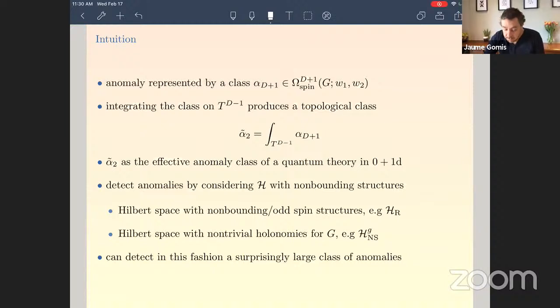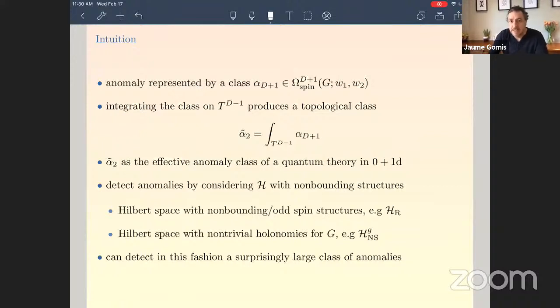It would not be reasonable to expect that by studying the theory on the torus, you will detect all anomalies. That's definitely not something reasonable. But the point I want to make is that you're able to detect much more than you would have naively thought by just doing something very simple-minded, like putting the theory on the torus.